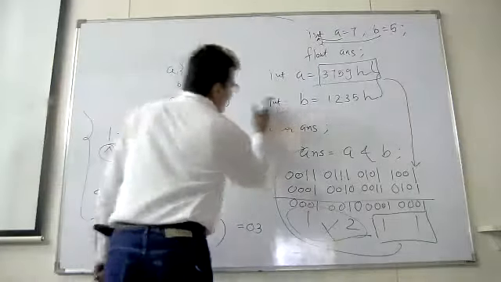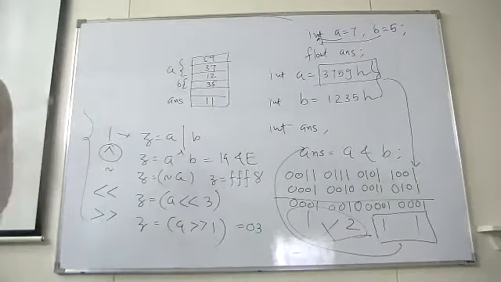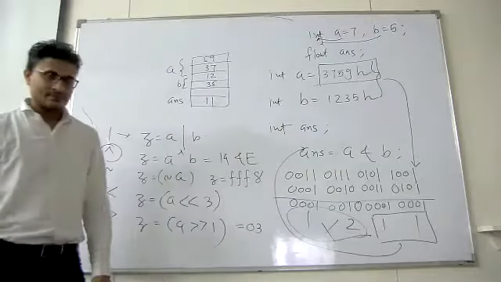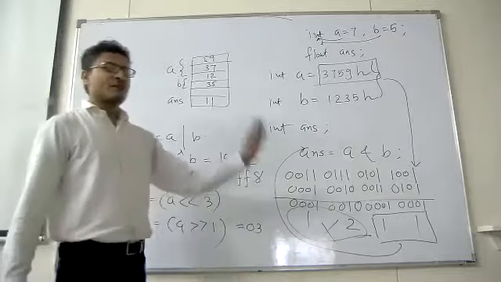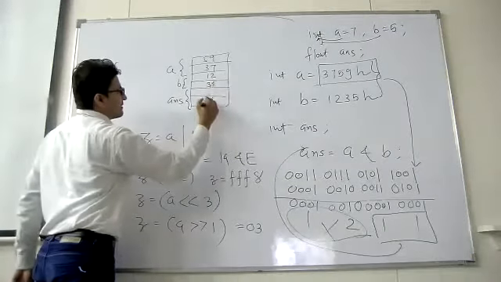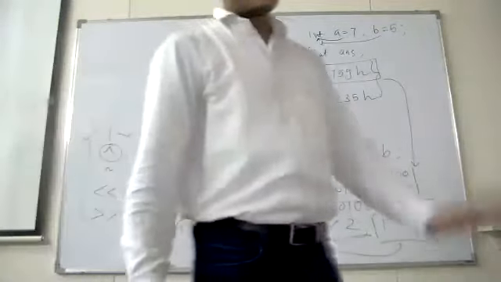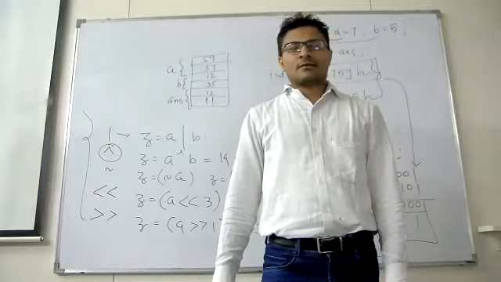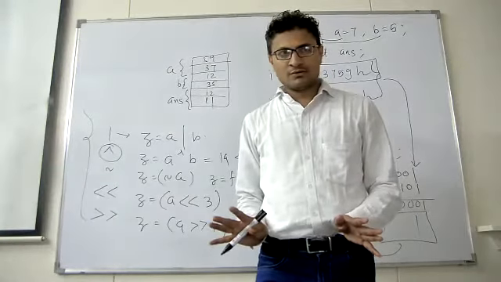But if I change it into integer, then my answer would be 1211. It will allocate 2 bytes, where 12 is my MSB and 11 is my LSB. Clear? Okay.